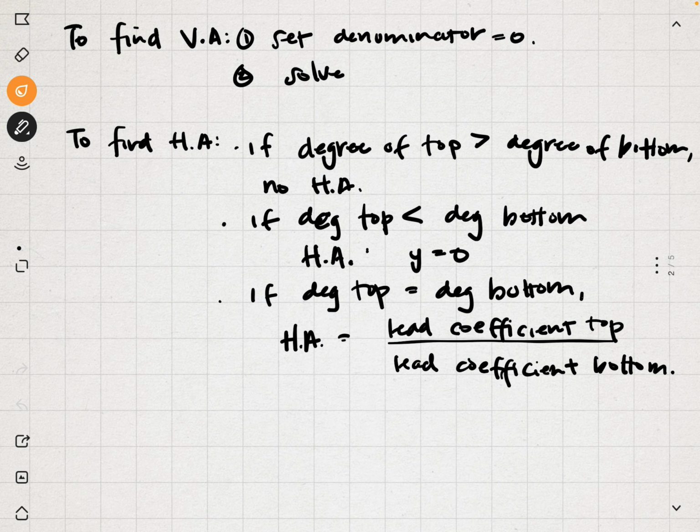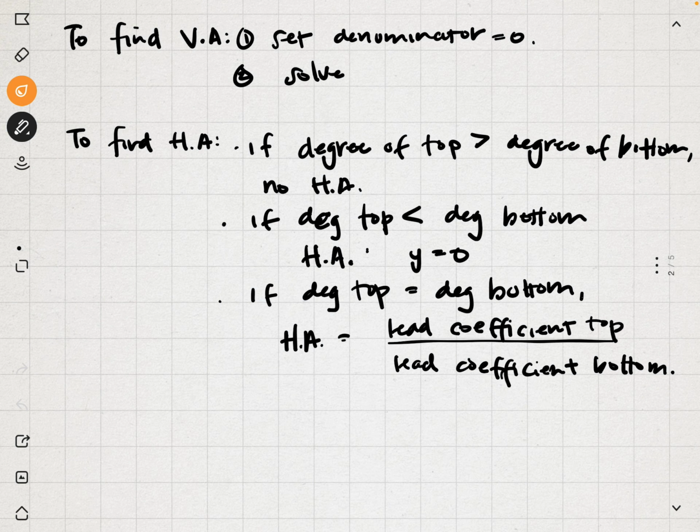Alright, so to find vertical asymptotes, pretty easy. We're going to set the denominator equal to 0, and then we're going to solve. For horizontal asymptotes, we have to follow a few rules. So if we look at the first one, it says if the degree of the top is greater than the degree of the bottom, then there's no horizontal asymptote.